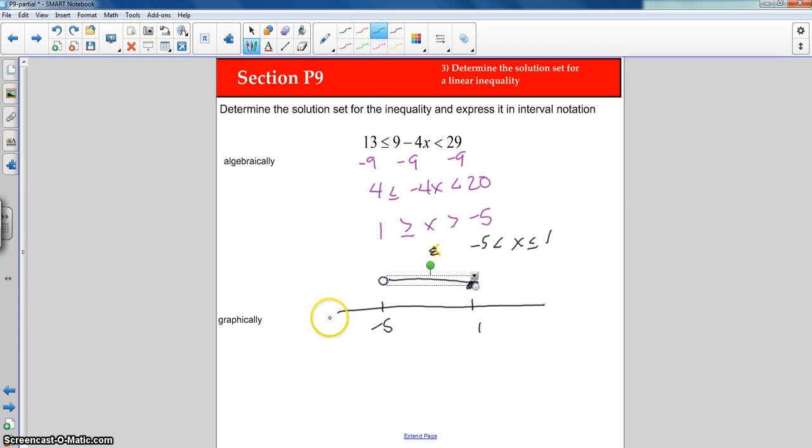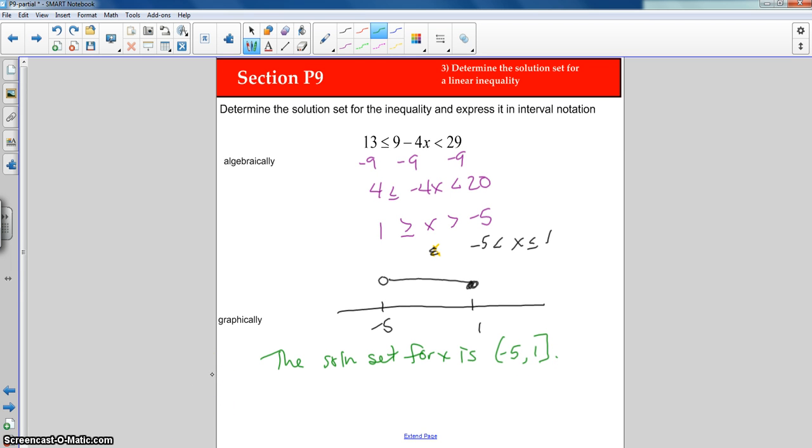And then with this, we can write our solution set. So the solution set for x is, and then this interval is all the values that we're looking at. So -5 with a parenthesis, comma, 1 with a bracket. And that'll be our final answer.